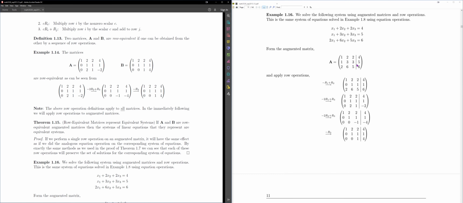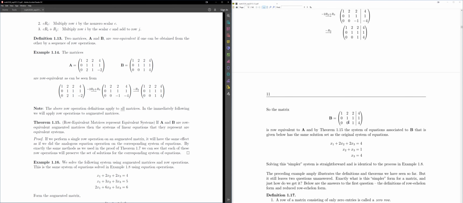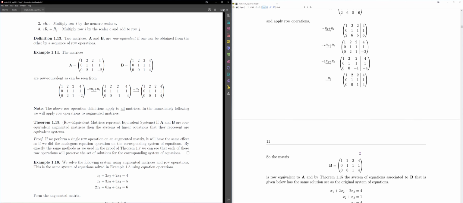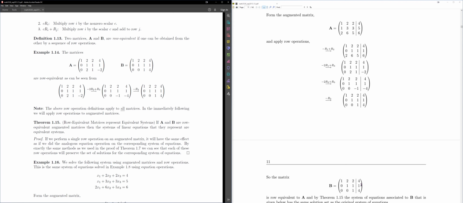So this is the augmented matrix for this linear system. That is what I mean by represents. This matrix over here represents the system, and this matrix over here represents the system. And the point is that these two are row equivalent.